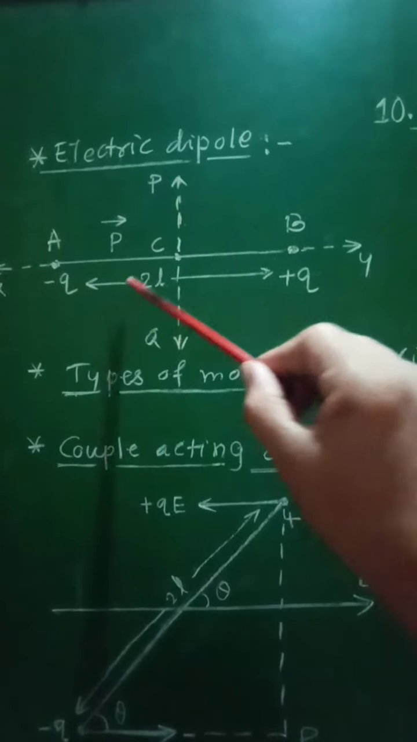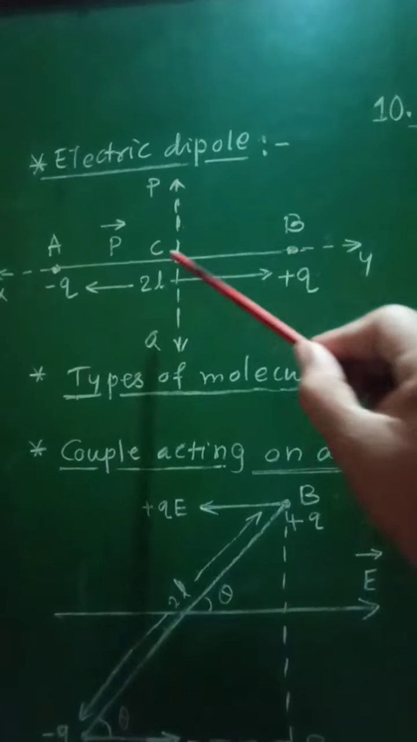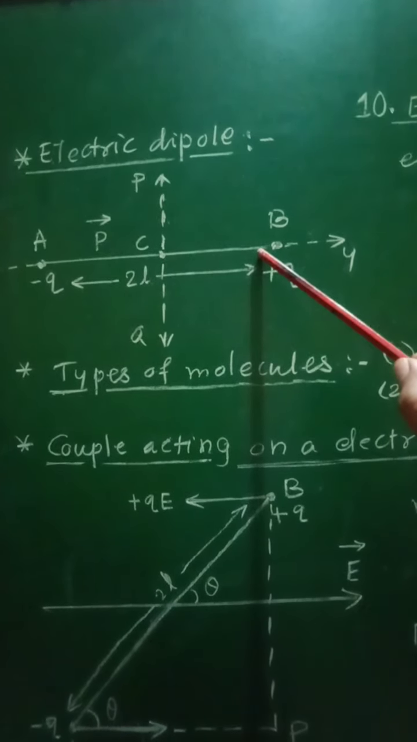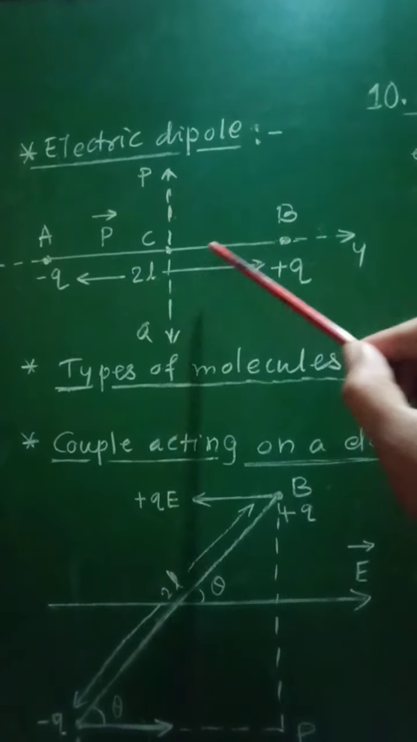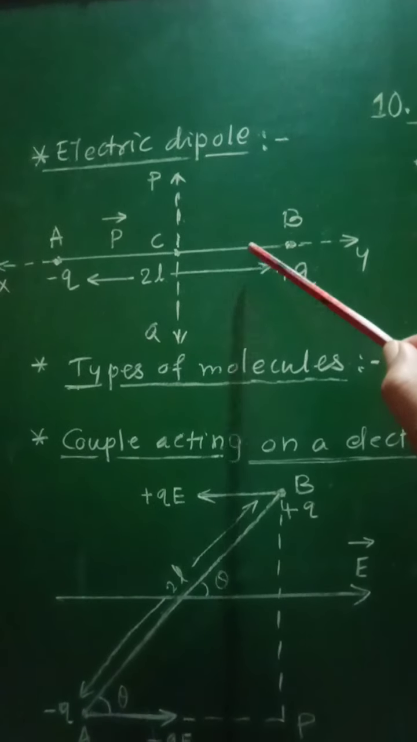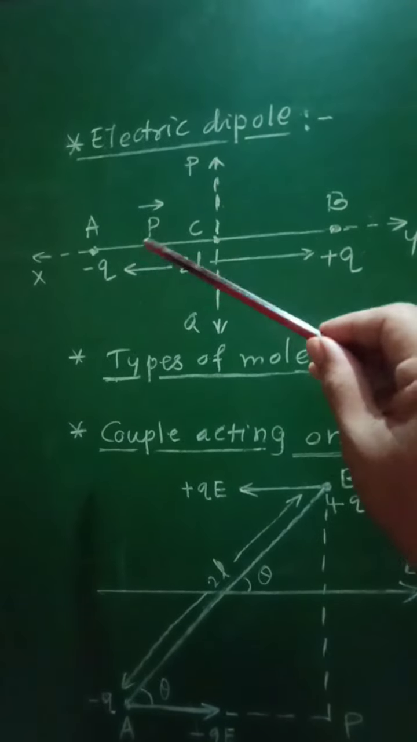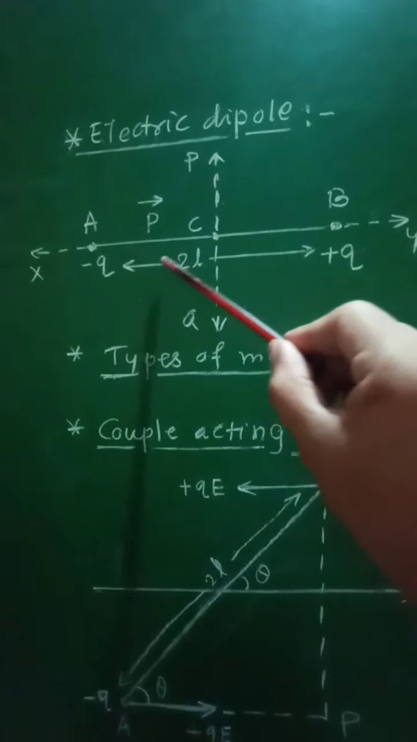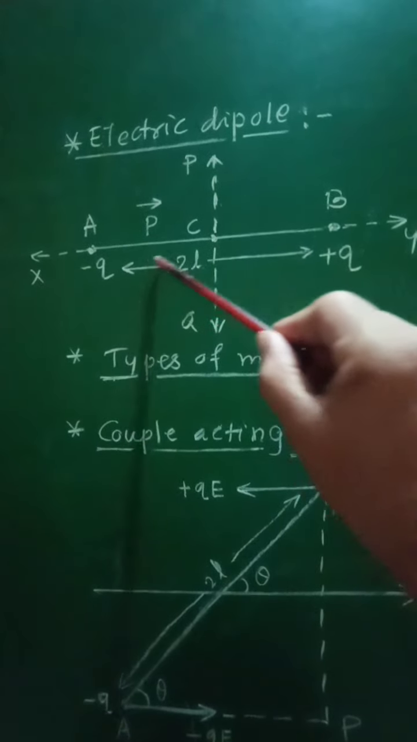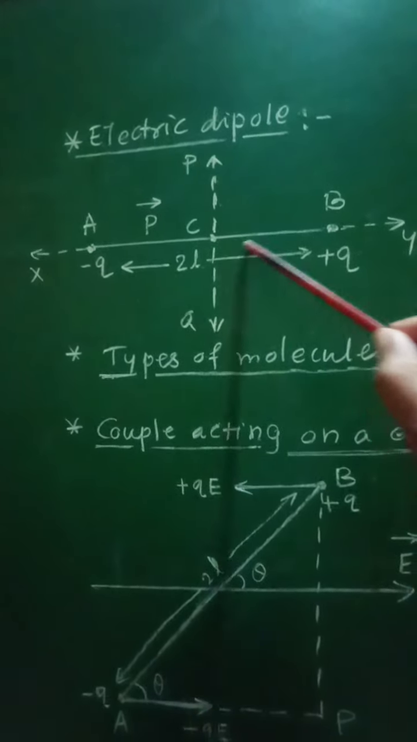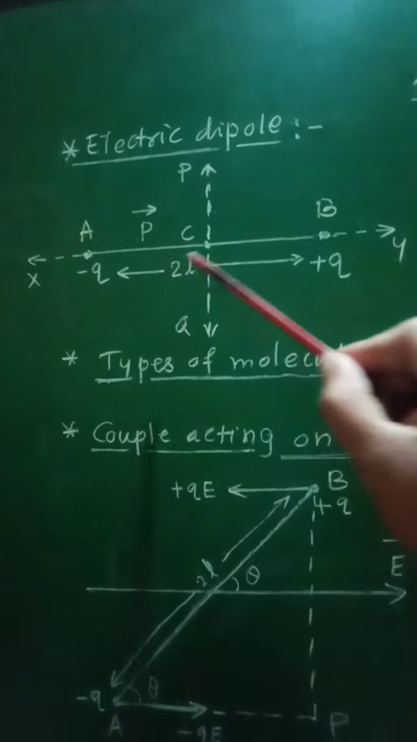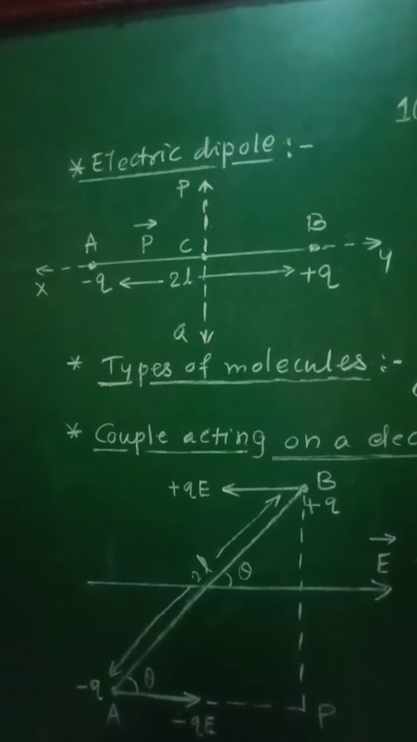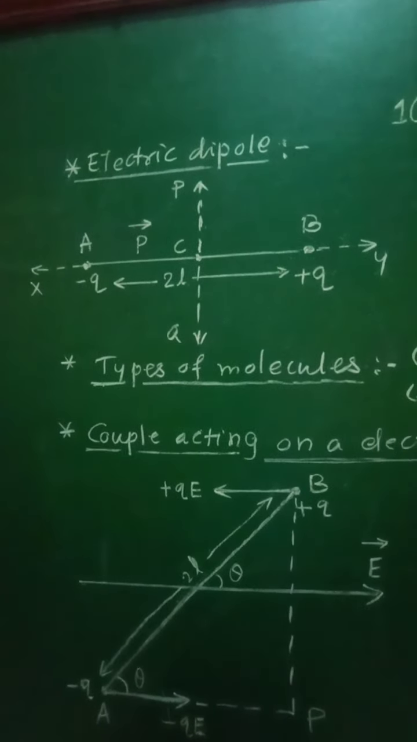The line joining the two charges, that is AB, is called the axis of that electric dipole, and the line passing along the axis of this electric dipole, that is line XY, is called the axial line.